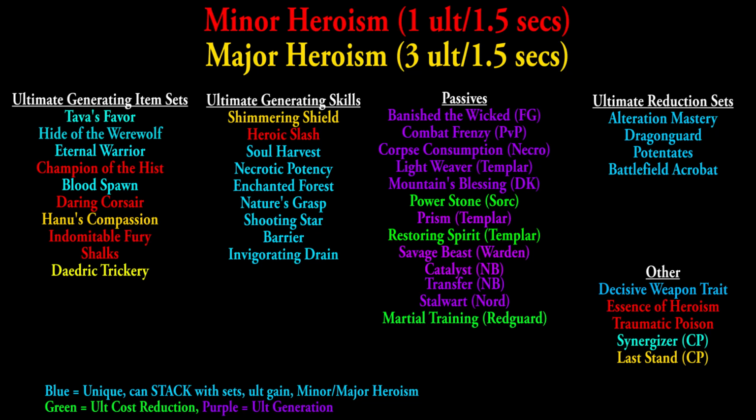And we also do have more items and passives that address ultimate cost reduction, not just generation. So we have a cost reduction passive in Templar that does affect ultimate usage. The Red Guard racial passive also does affect weapon ultimates. We also do have a sorcery cost reduction as well. And we have certain item sets including Potentates, Battlefield Acrobat, Dragon Guard, and Alteration Mastery that affect the cost of your ultimates.